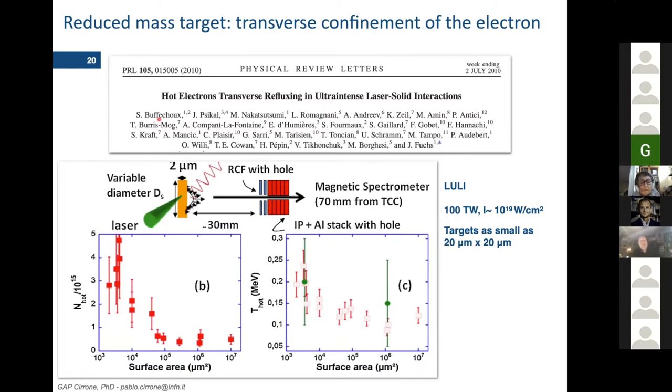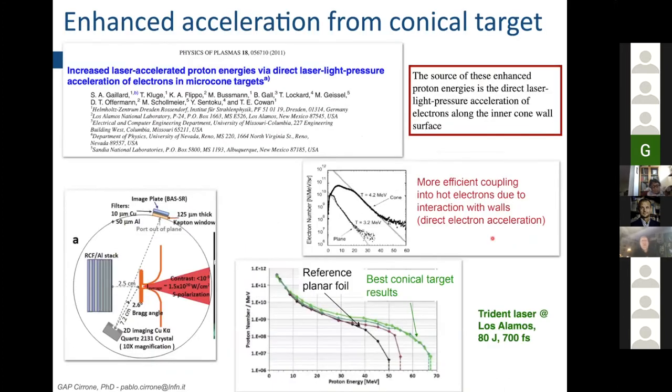There are people that, for example, worked on the possibility to use the transverse confinement of the electrons to concentrate the energy better. So using very small targets, like in this case, where we are speaking of a target of 2 by 2 micron square. And this is the number of protons that were generated for the same condition of the laser with the surface area of our target. This was done, for example, with a 100 terawatt system and 10 to the 19 watt per centimeter square.